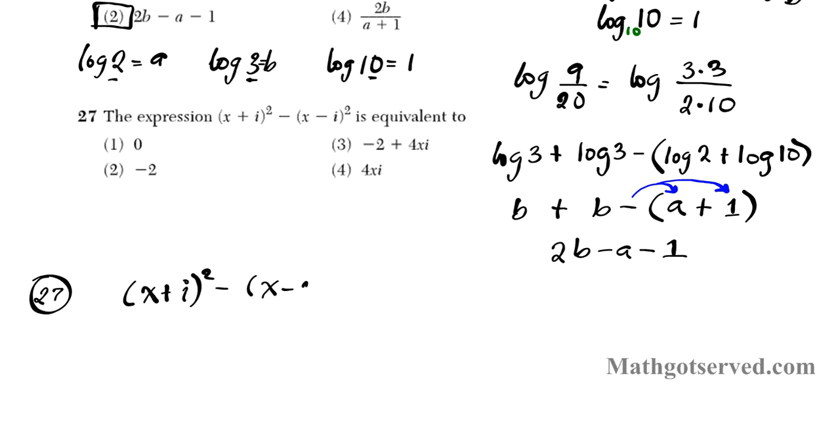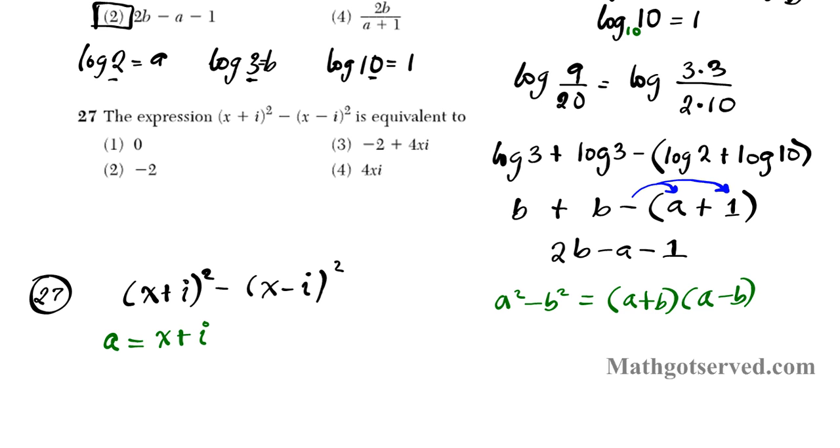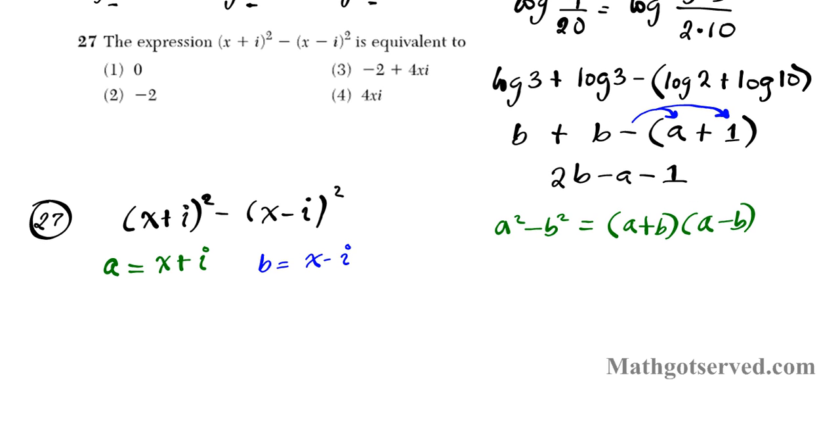All right. So if you think back to your difference of squares formula, how do you factor a difference of squares? If you have a squared minus b squared, it factors into a plus b times a minus b. So that's exactly what we're going to do here. We're going to say let a be x plus i, and then let b be x minus i.